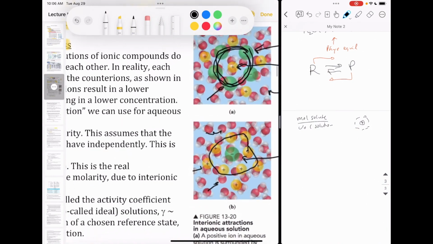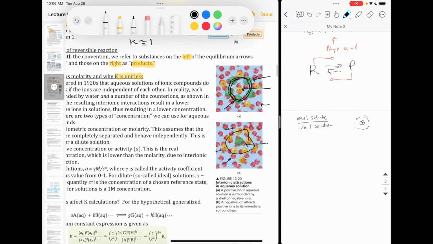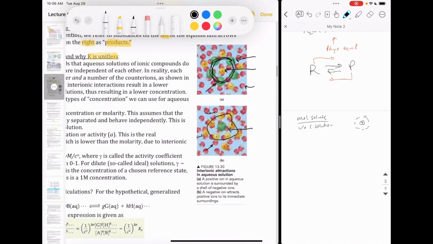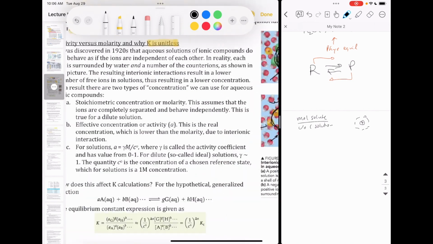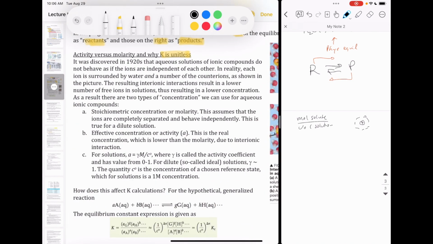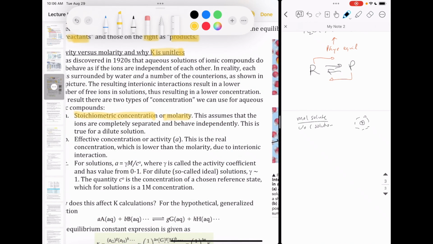Then we overestimate the number of ions that are in solution, because some of the ions are actually stuck together with the cation. Similar situations happen here with the cations. They're kind of stuck together with that anion. So as a result, we have two different concentrations that we really need to look at. The first one is what we call the stoichiometric concentration or molarity. This is the stuff that we've been calculating in Chem 11, Chem 10, right? We just assume here that all the ions separate and they're all just surrounded by water. This is true only for dilute solutions.